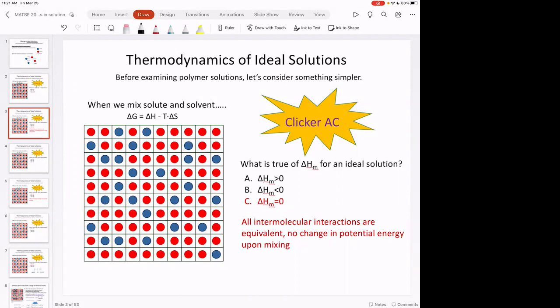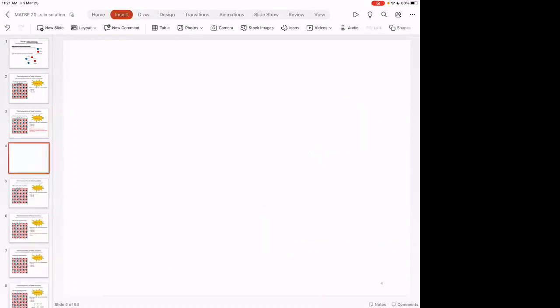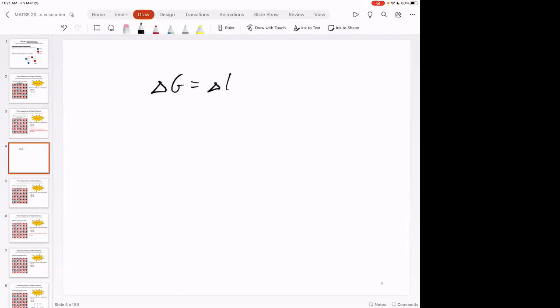So what do we know about delta G? What's your sort of feeling for different values of delta G? If delta G is 0, what do we know? Well, not quite. We're at equilibrium, right? Delta G equals delta H minus T delta S. This will probably be on your equation sheet, but you should just memorize this. So if delta G equals 0, then we're at equilibrium.